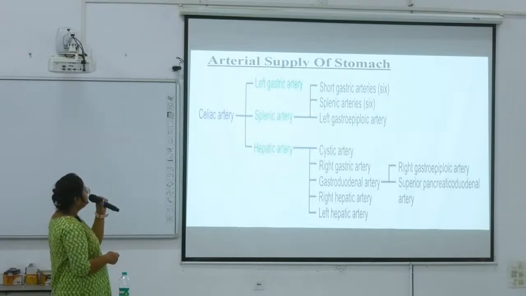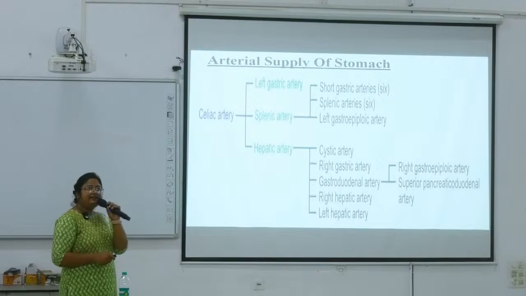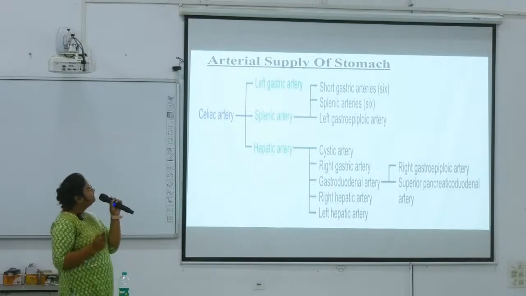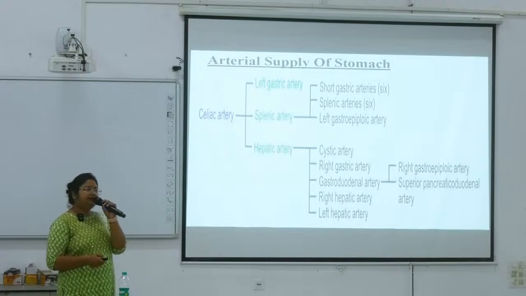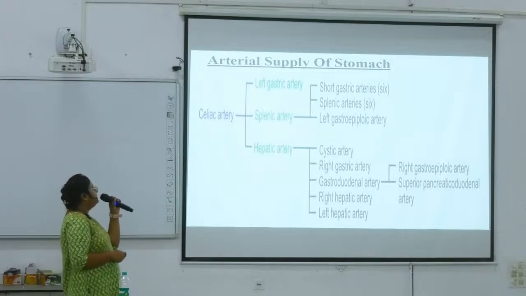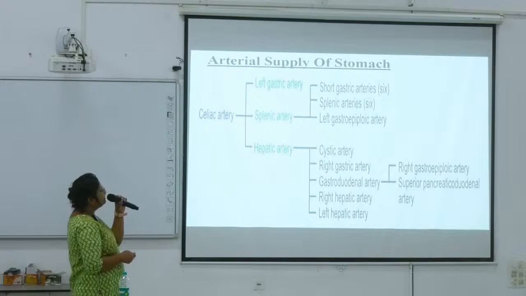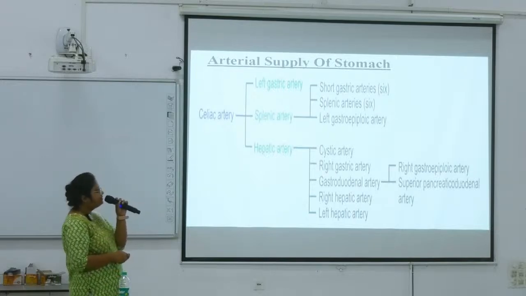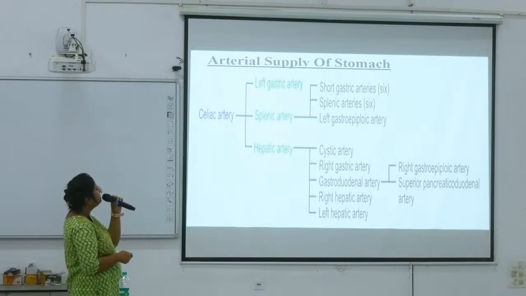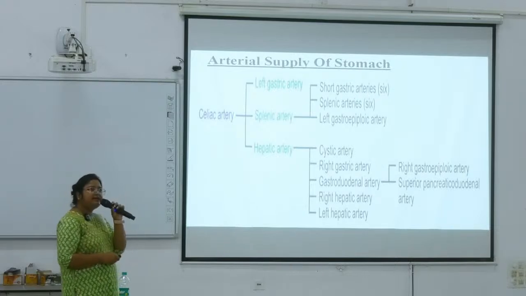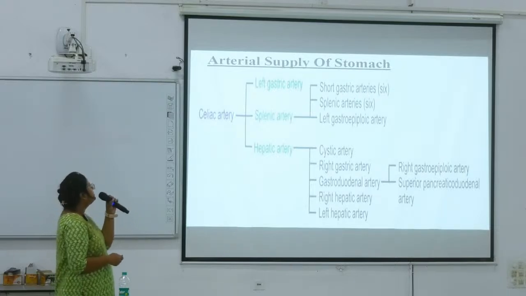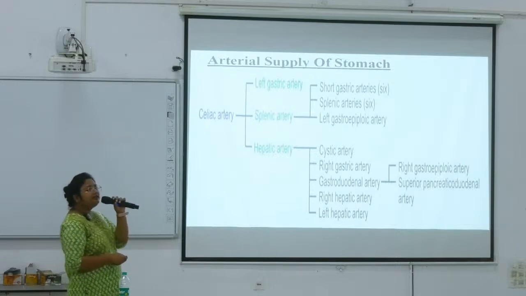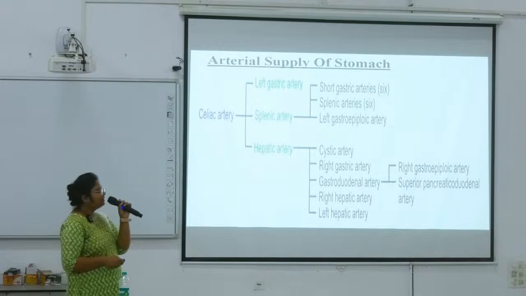The left gastric artery lies along the lesser curvature of the stomach and supplies the stomach and the lower end of the esophagus. Then the splenic artery gives the short gastric arteries, almost 6 in number, and splenic branches supplying the spleen. Short gastric arteries supply the fundus of the stomach. And the left gastroepiploic artery lies along the greater curvature of the stomach.